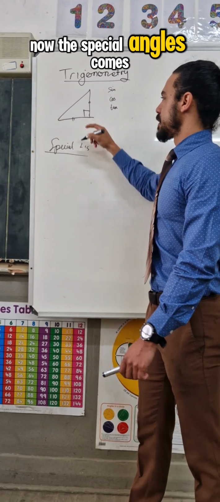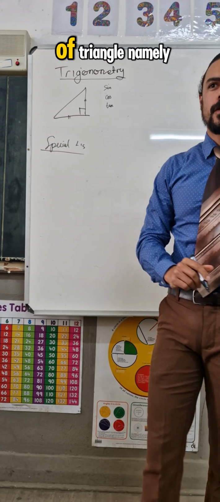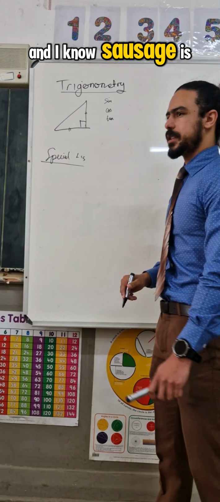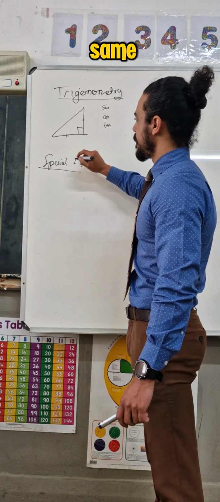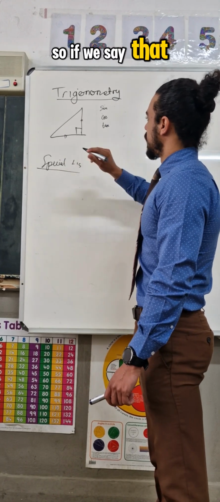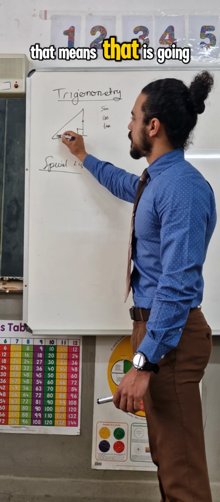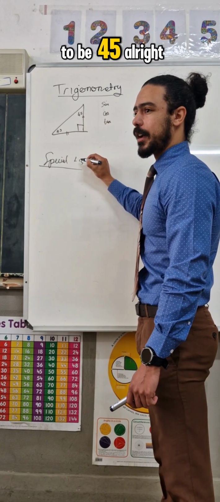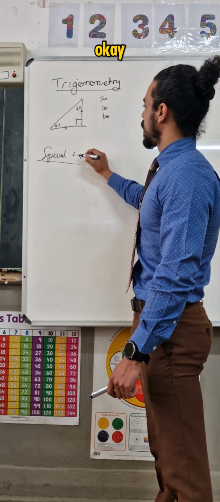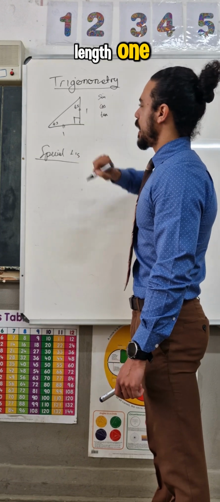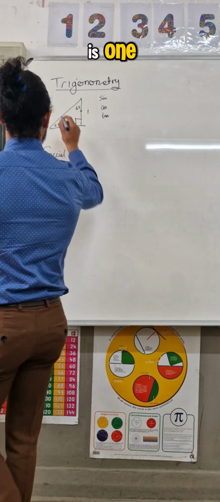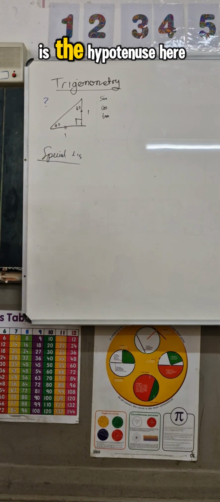Now the special angles come from a specific type of triangle, namely an isosceles triangle, meaning the legs are the same. So if these are the same, that means this is going to be 45 and that is also going to be 45. Then let's give that a length of 1, and that a length of 1. I don't currently know what the hypotenuse is here.